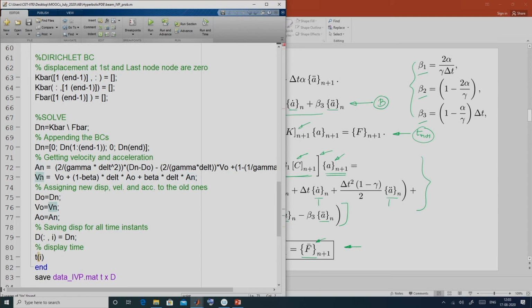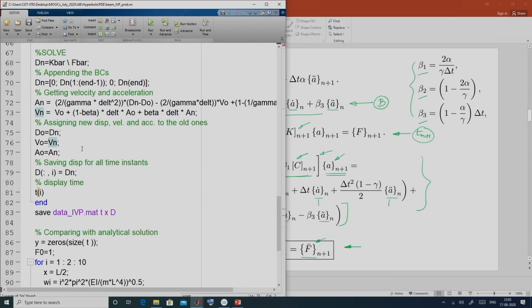It means the acceleration and velocity at time instant t n plus 1. This I have also just shown in the slide, how to calculate them at time instant t n plus 1. Once we finish everything at time instant t n plus 1, we will go to the next step. So in order to do that, I have assigned this new displacement as the old displacement, similarly the velocity at time instant t n plus 1 as the older velocity, and the acceleration at time instant n plus 1 as the older acceleration, because these terms will be used in the subsequent time step.